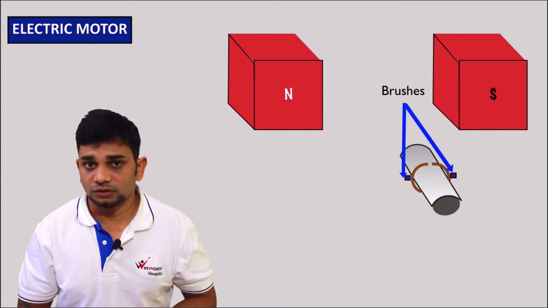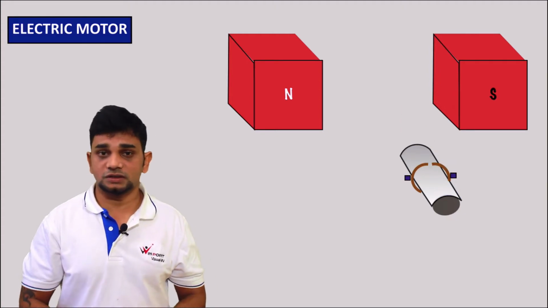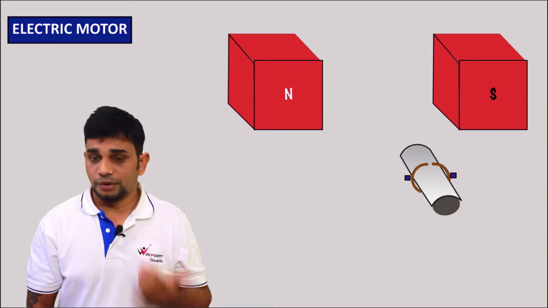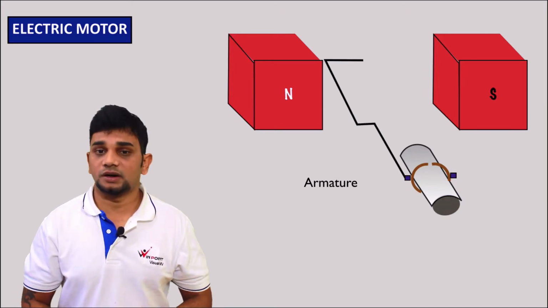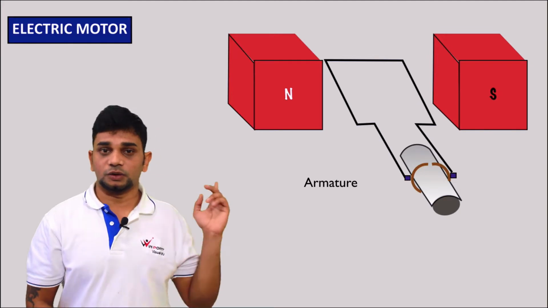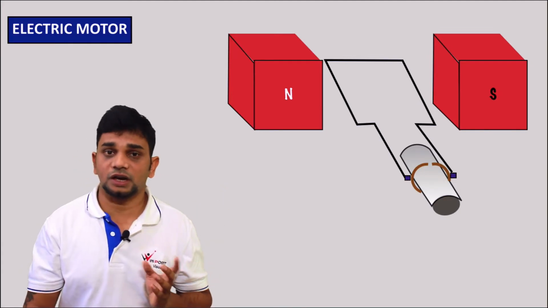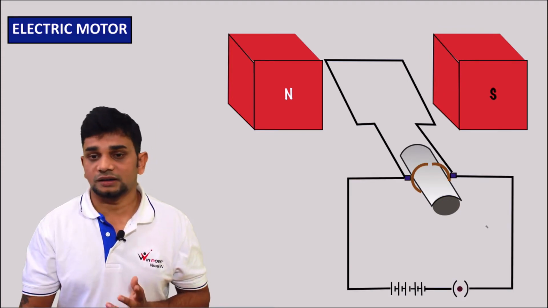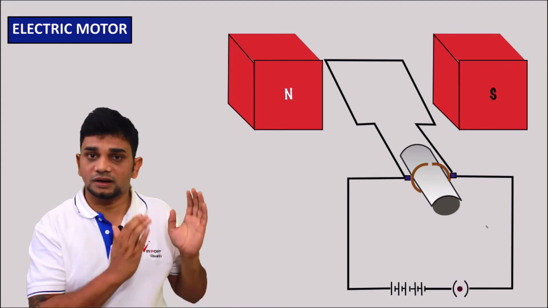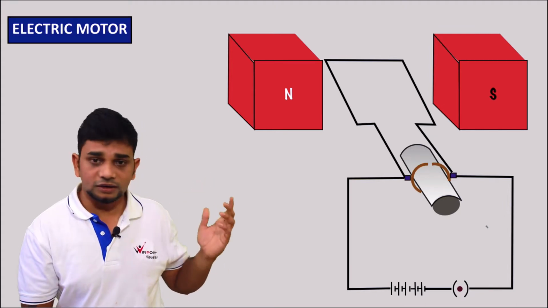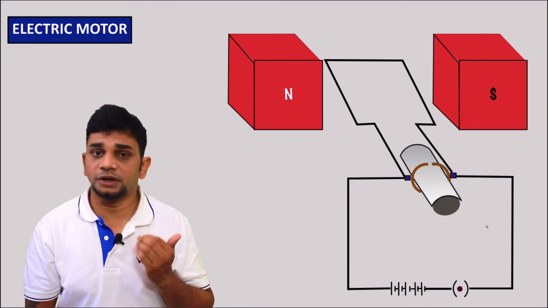So motor consists of two field magnets, split rings, brushes, and a rotating part. It is armature. It is a rotating part of the motor. It is known as armature. Split ring is connected to the battery, DC battery, and there is a switch also. This is the construction of electric motor. Very important topic. You need to learn to draw this one, and it is very simple.